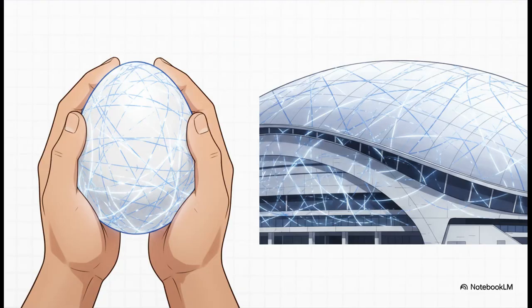I know, it's easy to crack with a sharp tap, but have you ever tried crushing one in the palm of your hand? It's surprisingly, incredibly strong, and that's because its curved shape distributes the pressure perfectly across its entire surface. Architectural shells? They use the exact same principle.